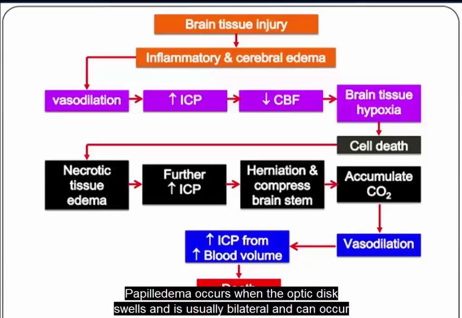Papilledema occurs when the optic disc swells and is usually bilateral and can occur over a period of hours to weeks and is associated with increased intracranial pressure.